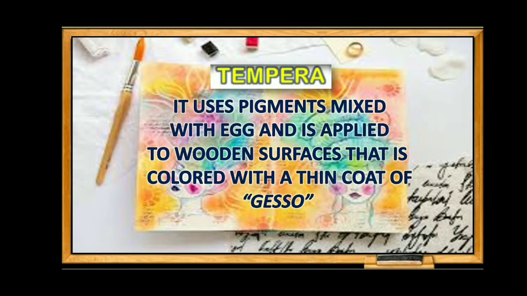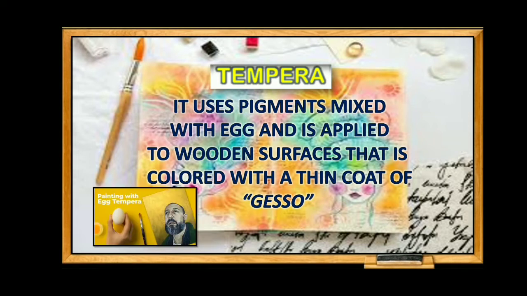Next is tempera. It uses pigments mixed with egg and is applied to a wooden surface with a thin coat of gesso. Gesso is a fine white plaster giving an enamel-like surface. And that is an example of a painting in egg tempera. Very beautiful and very amazing.